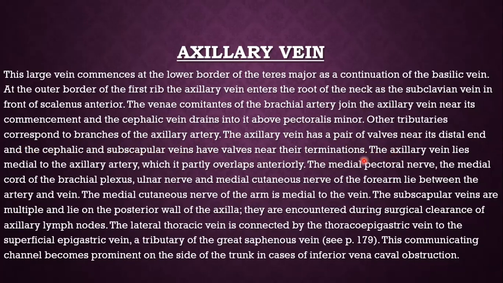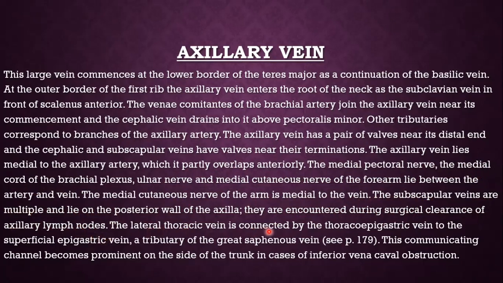Now, the axillary vein lies medial to the axillary artery, which it partly overlaps anteriorly, so it lies anteromedial. The medial pectoral nerve and the medial cord of the brachial plexus, ulnar nerve, and the medial cutaneous nerve of the forearm will lie between the artery and the vein, but the medial cutaneous nerve of the arm will lie medial to the vein. The subscapular veins are multiple and usually lie on the posterior wall of the axilla, and they are encountered during the surgical clearance of the axillary lymph nodes.